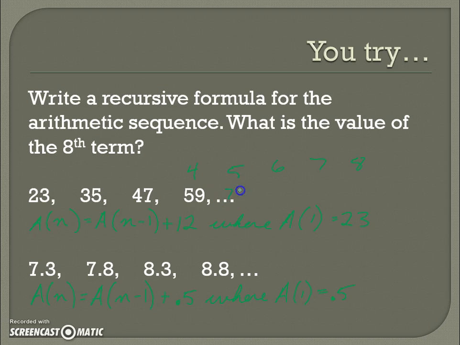So this next one would be 71, 83, 95, 107. That's the eighth term on this one. This one, do the same thing. Just label these things out. I keep adding that, so 9.3, 9.8, 10.3, and 10.8. So the eighth term on this is 10.8. That part I don't think you should have an issue with.